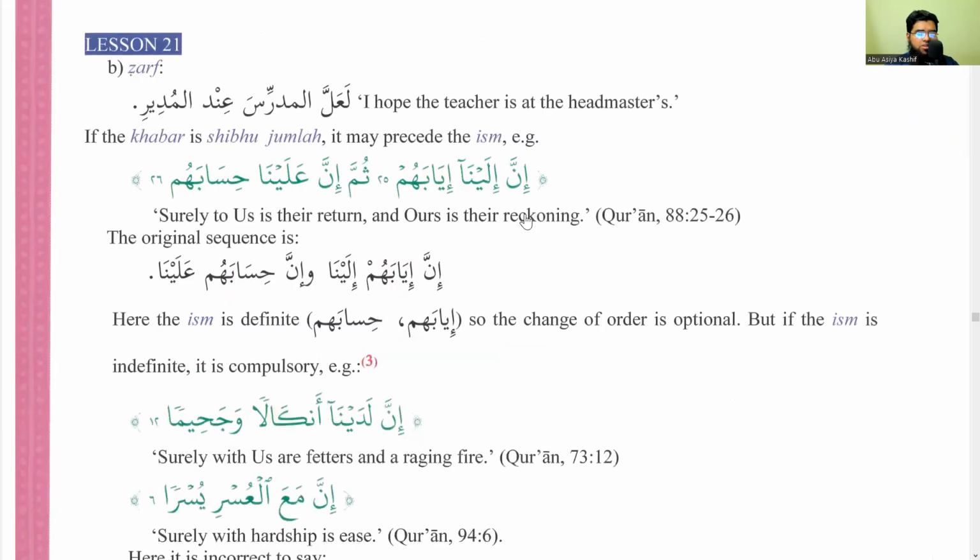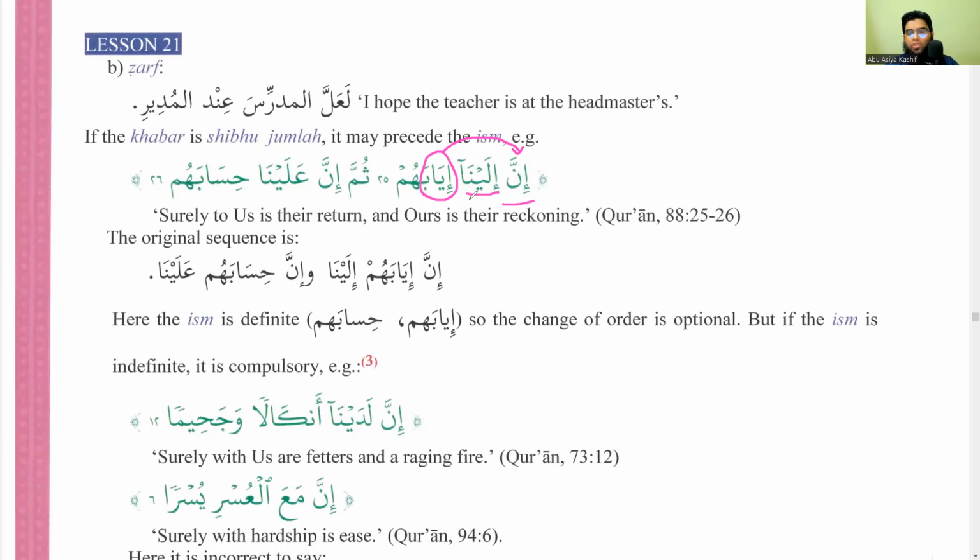And it can come before also. Inna ilayna iyabahum. So you might be like, okay, inna is there. Where's the ism of it? It is not this, because jar majrur cannot be its ism. Like it cannot be mubtada. Similarly, ism also it cannot be. So iyabahum is ismu inna, and khabar is this guy, right? Because it can precede it.